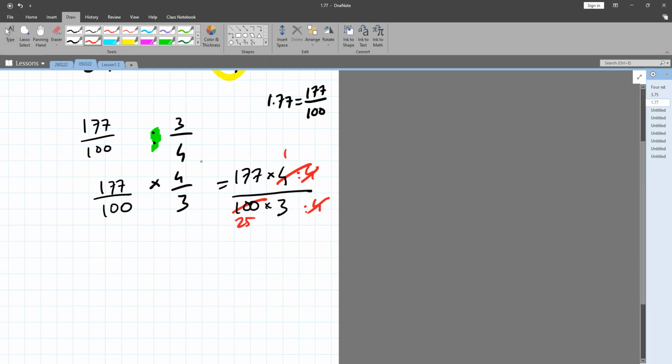Yes. So 177 divided by 3 is 59. Now, what you have here is 59 times 1 divided by 25.